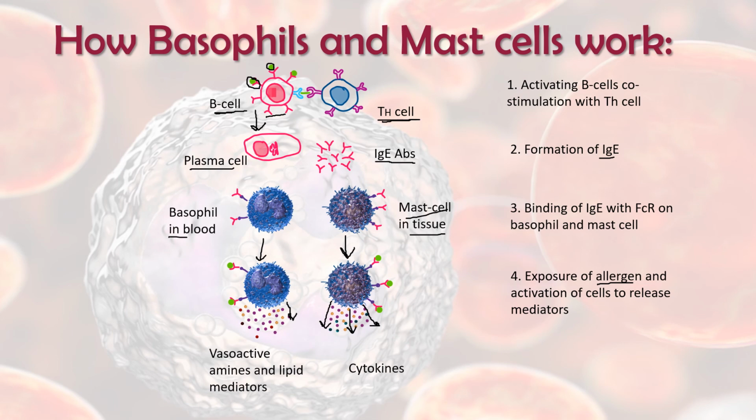From the basophils there are vasoactive amines and lipid mediators, and cytokines are also released from these basophils and mast cells. Basically, the amines like histamine and serotonin cause vasodilation and increased vascular permeability. The cell releases granules containing preformed mediators like histamine, which causes vasodilation and increased vascular permeability.